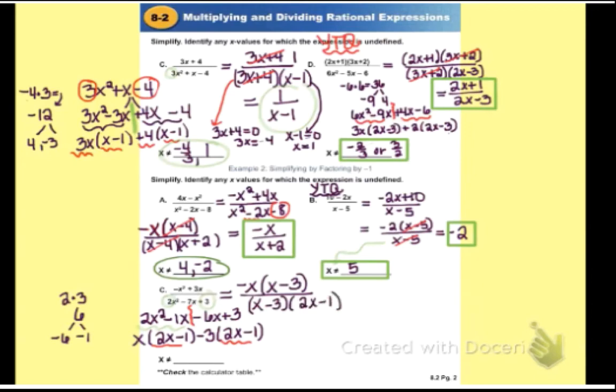Before I do any canceling, I'm going to take a look at what would make the denominator 0. A positive 3 would make this first binomial equal to 0. Looking at the next one, 2x minus 1, if I set that equal to 0, I'd add 1 and divide by 2, and that gives me a positive 1/2. So I know 3 and 1/2 are both going to make this undefined. Now I can do my canceling. Cancel out x minus 3 on the top and the bottom, and I'm left with just negative x on the top and 2x minus 1 on the bottom. So that's my final simplified form.